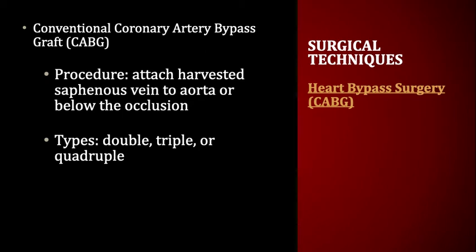Now, during the procedure, they attach the harvested saphenous vein to the aorta or below the occlusion, wherever that occurs, and you can have a double bypass, triple bypass, or a quadruple bypass surgery. In this PowerPoint, there's a link to a video for heart bypass surgery, also known as a CABG, so you can watch that video. It's pretty cool.